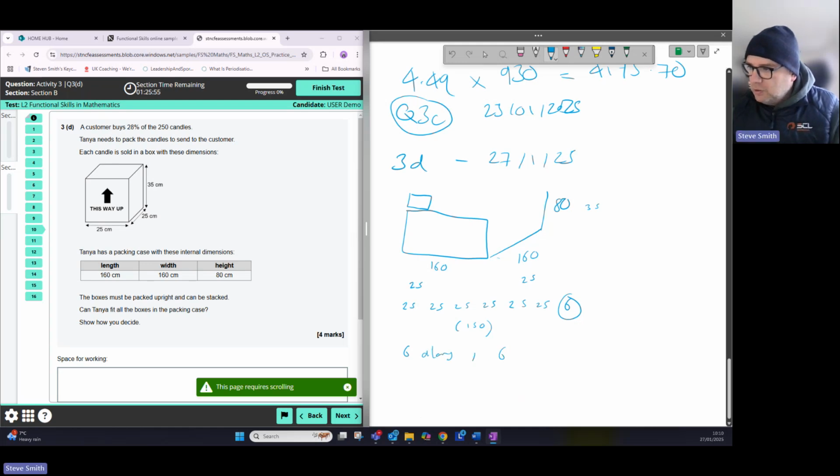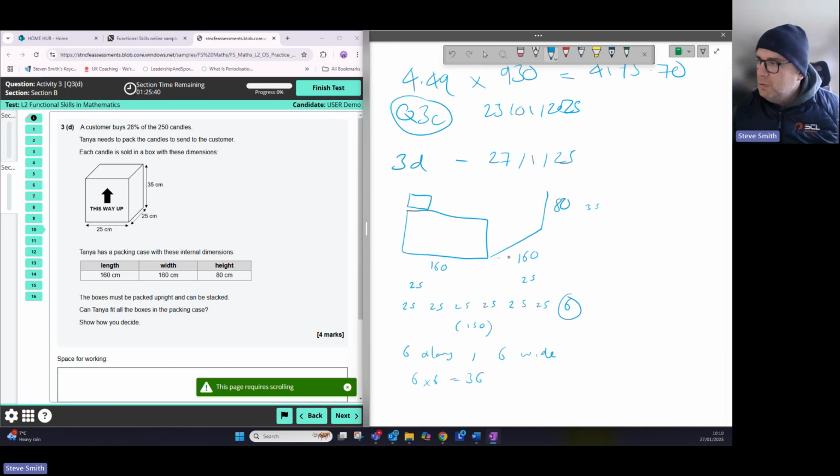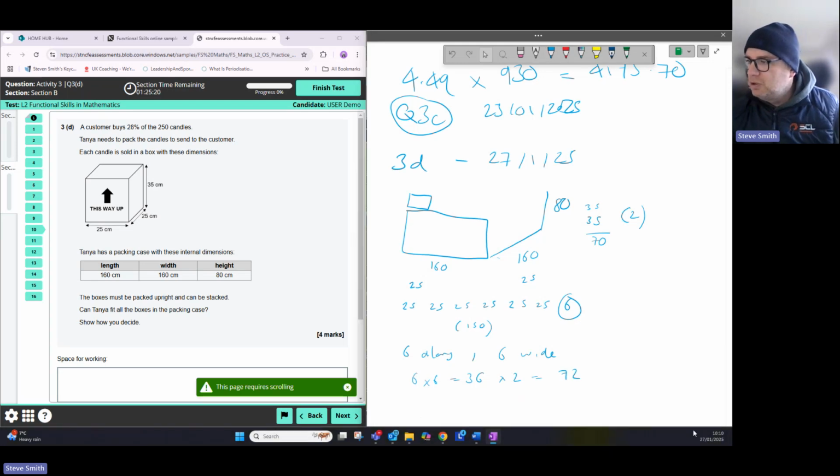So on each flat layer, we've got 6 along and 6 wide. That's 6 times 6 is 36. We know we can fit 36 on a flat layer. On the way up, it's 35. So for another 35, on the second layer, we can only fit 2 because that's 70. We can't fit another one on because that takes us over the 80 of the box. So we can fit one layer of 36 and another layer of 36. So altogether, in that box, we can fit 72 candles.